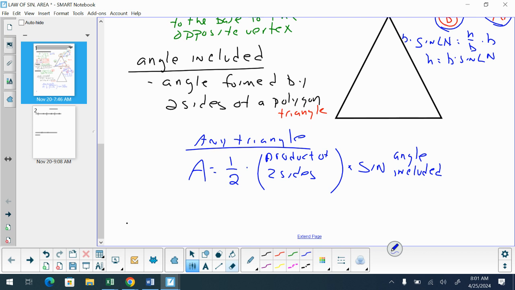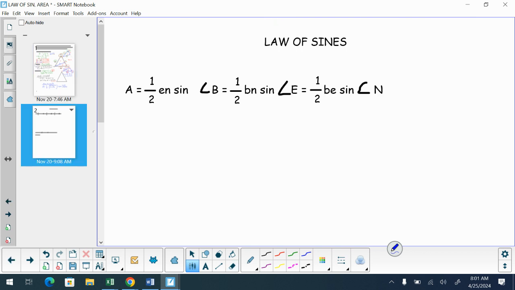Which now leads us to what is called the law of sines. We have the law of cosines. Don't want to leave out the law of sines here. They don't want to be left out.